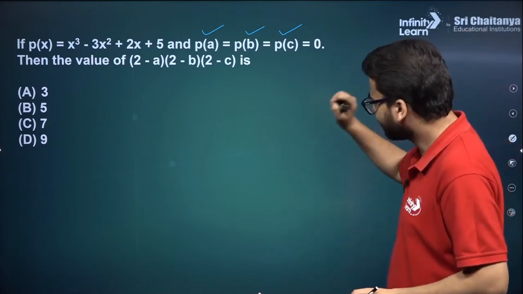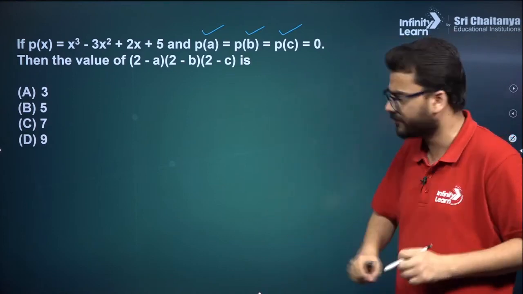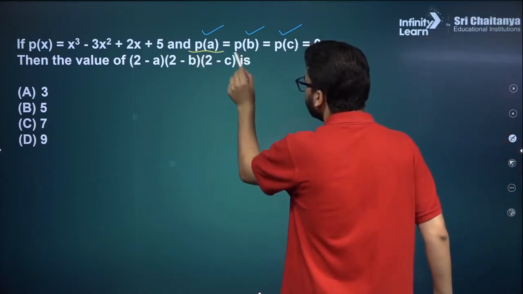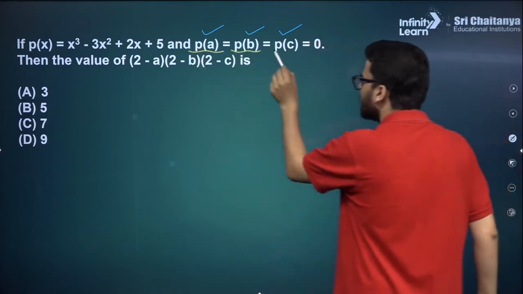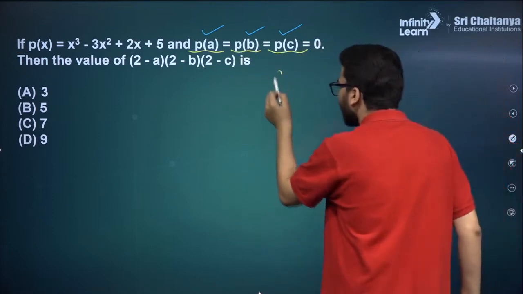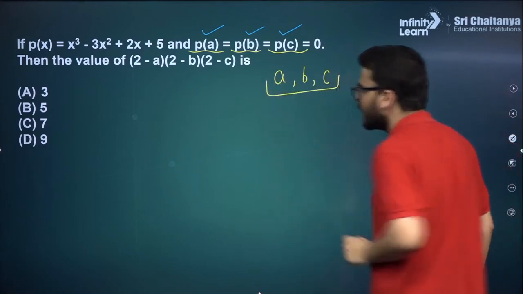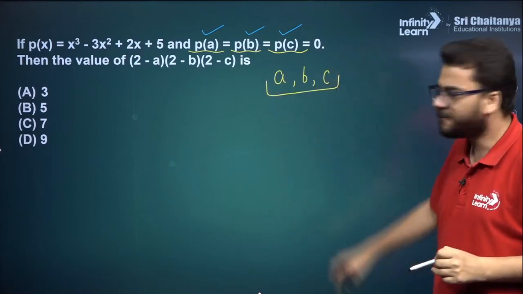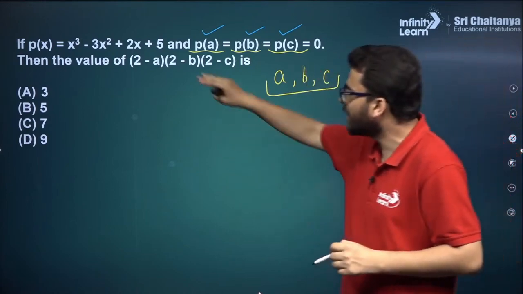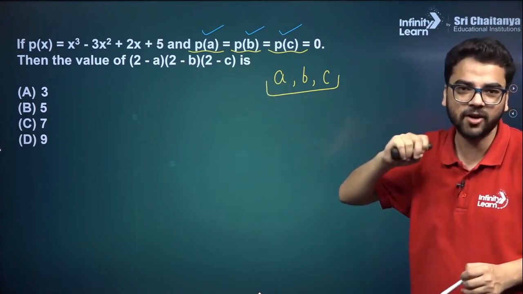So basically we can use the basic definition of a polynomial. See, what does it mean? If p of a is given to be 0 and p of b is given to be 0 and p of c is given to be 0, can we not say that a, b and c are zeros of this polynomial? If p of a, p of b, p of c is given to us, can we not say that a, b and c are the zeros of this polynomial p of x? Is it clear to everybody?